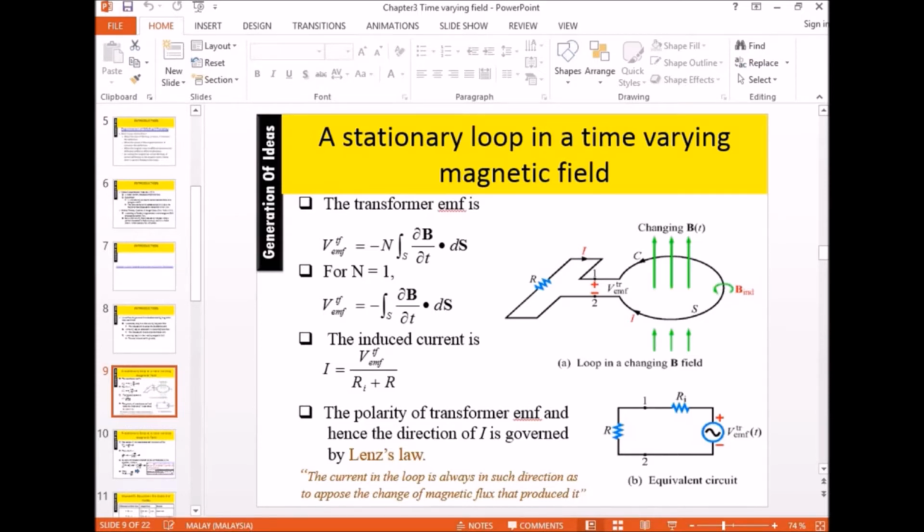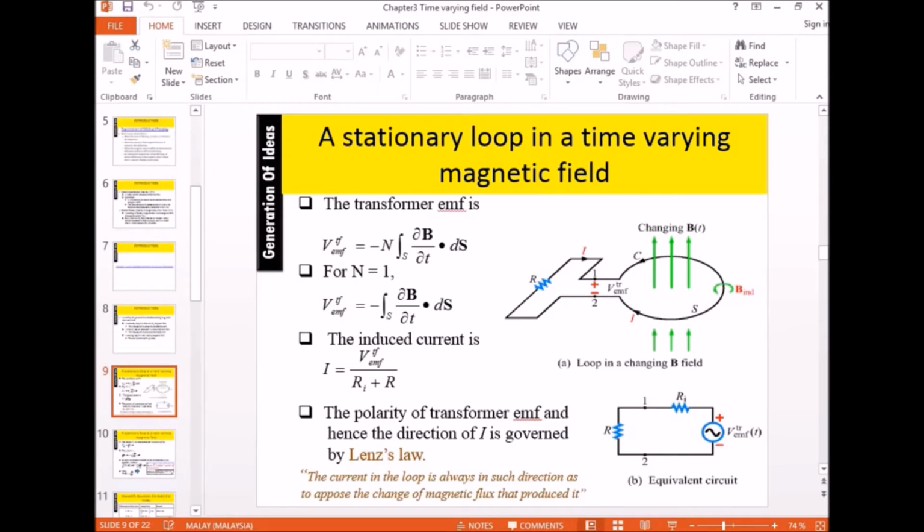Look at this figure. Your current will flow in this direction. When your current flows in this direction until here, this will be the positive, and this will be the negative. It continues to flow, so this point is positive, and it completes one loop.